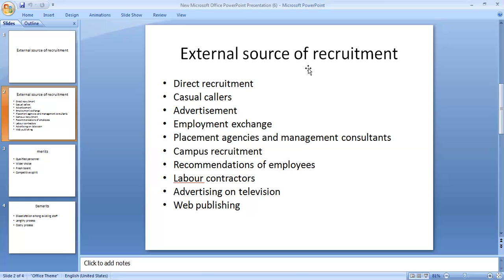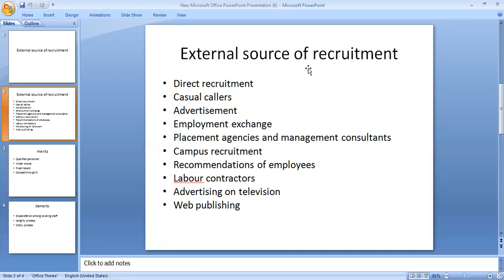And the next one to be discussed here, employment exchange. Employment exchange is nothing but where it is completely run by the government. So it is actually one of the good sources of recruitment, especially for unskilled and skilled operative jobs. So this is specifically meant for unskilled and skilled operative jobs.